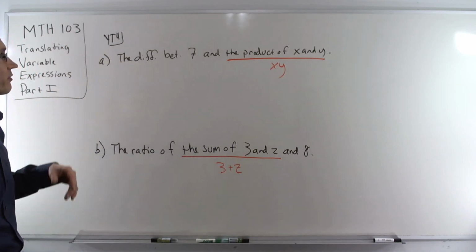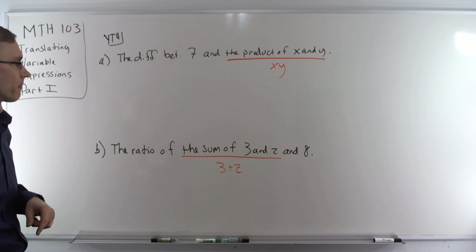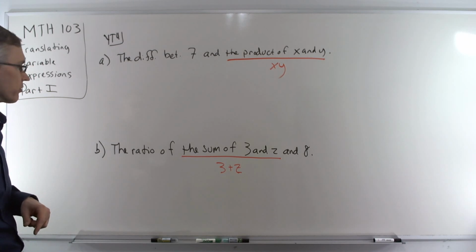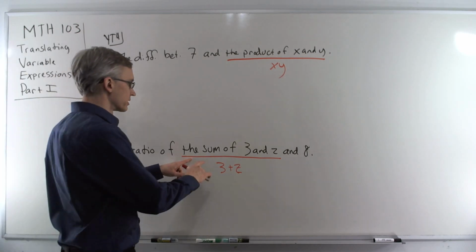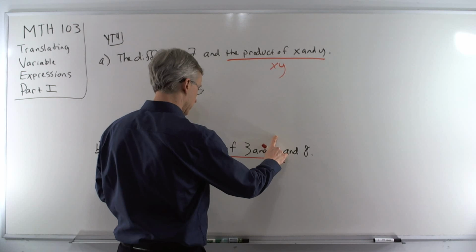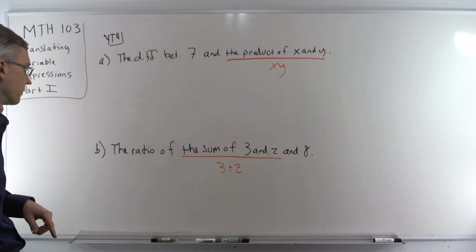All right, the simple expression in the first one is the product of x and y. So that gives us xy. For b, the ratio of the sum of 3 and z and 8. The simple expression is the sum of 3 and z. Sum is addition, so that translates into 3 plus z.